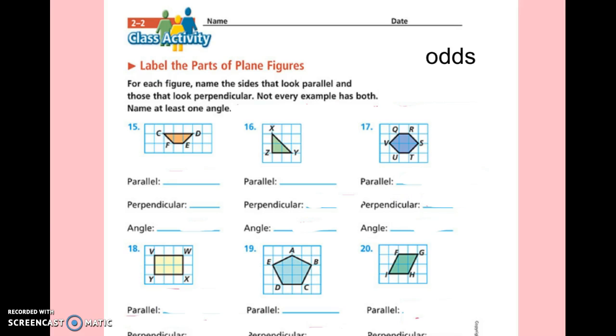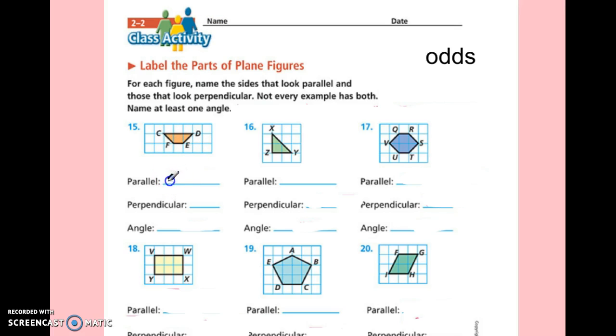All right. Lastly, we're going to talk about labeling the parts of a plane figure. So basically it says for each figure, name the sides that look parallel and those that look perpendicular. Not every example has both, but at least has one angle. So you have to label at least one angle. So you're going to look at the image and decide if there's any parallel lines versus any perpendicular lines. So in this case, I'm going to look at this angle and say, well, C and D is parallel to F and E.